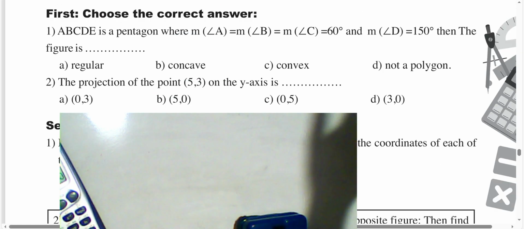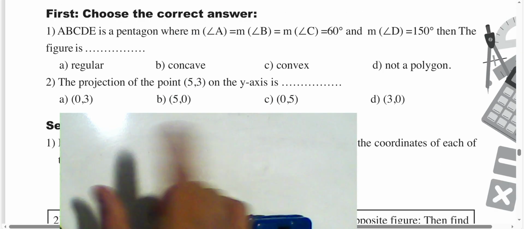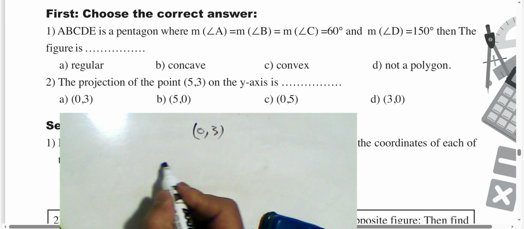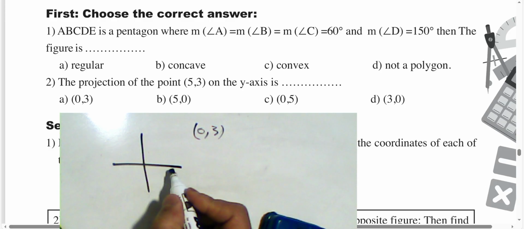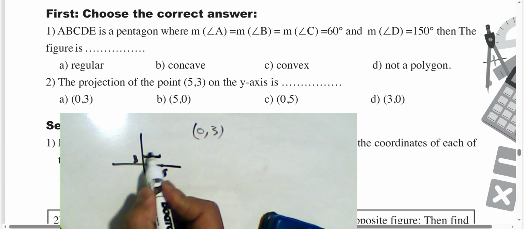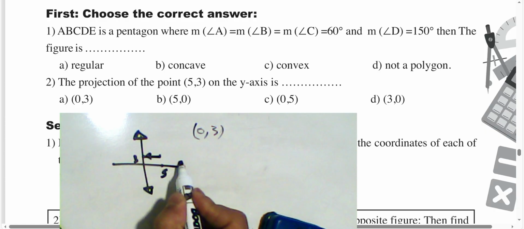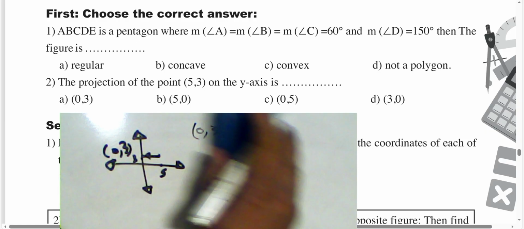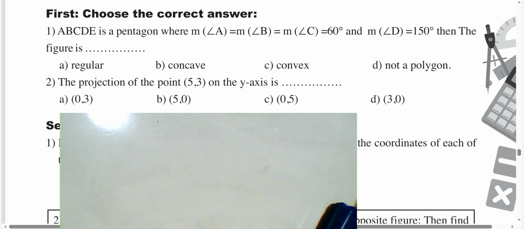Next question. Projection of the point 5 and 3 on y, you must cancel x. Then the order here will be 0 and 3, the projection of the point. Look at here. If we have point 5 and 3, the projection of this point to the y-axis will be what? It will be 0 and 3. Next question.